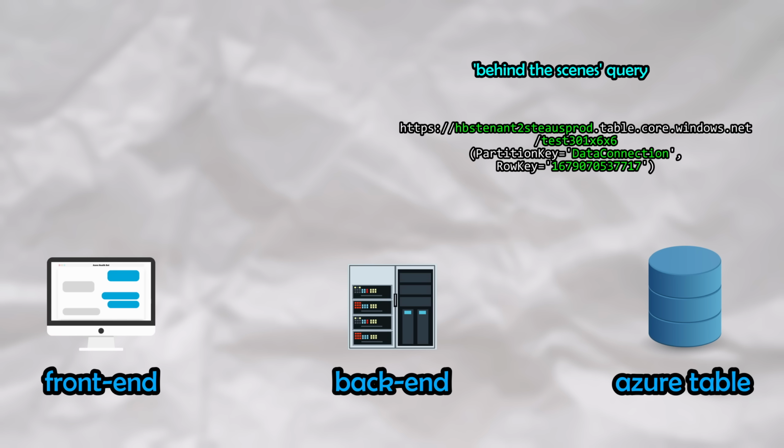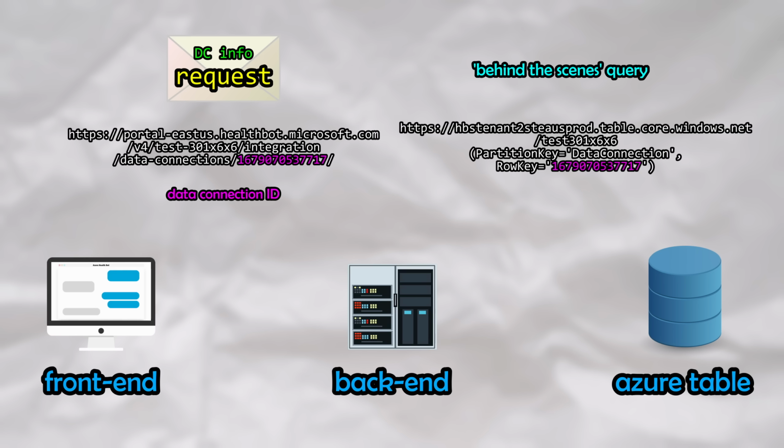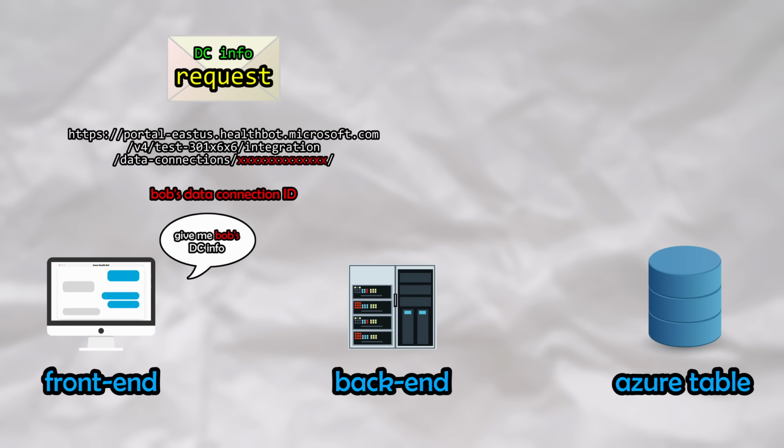The interesting thing here is that the value being used for the row key in the server's query is the data connection ID that was originally supplied in the request from the client. This means that a value in our control is directly placed into the Azure table query. Of course, it won't be as easy as just entering an arbitrary ID in hopes that it belongs to another user, as the backend would easily deny the request. Let's take a look at how we can break this.